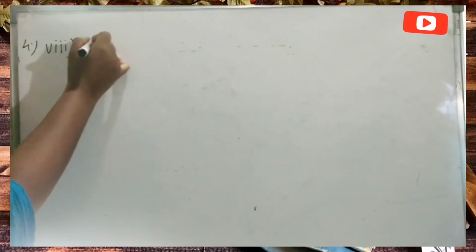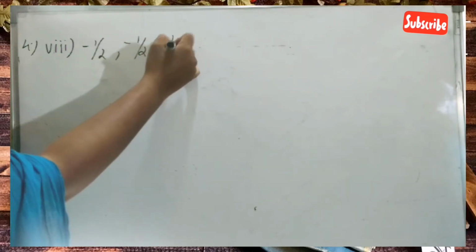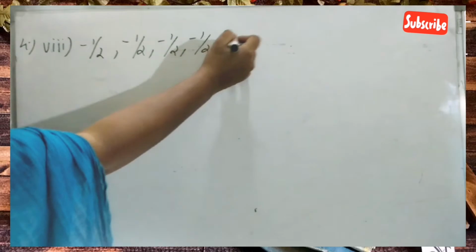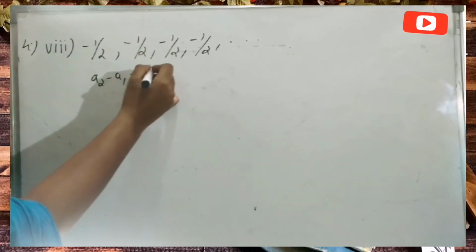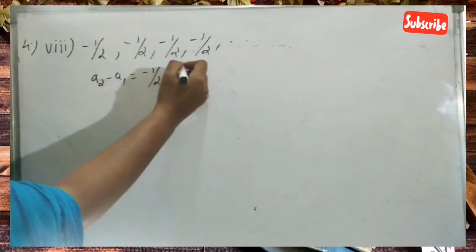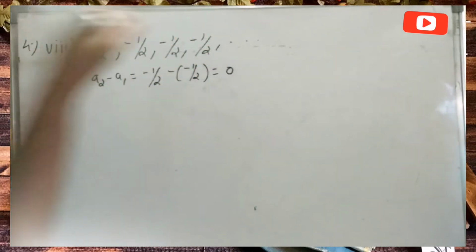8th one, minus 1 by 2, minus 1 by 2, minus 1 by 2, minus 1 by 2, etc. a2 minus a1, minus 1 by 2 minus minus 1 by 2, is equal to 0. Okay, just look at these terms.